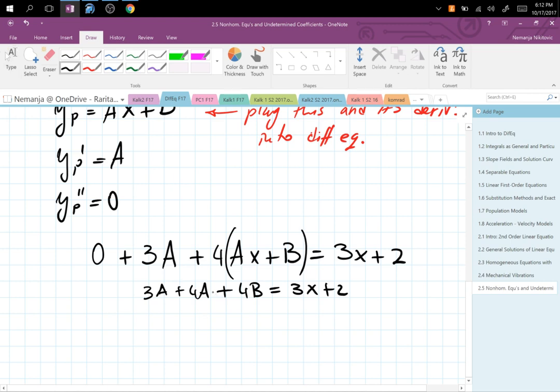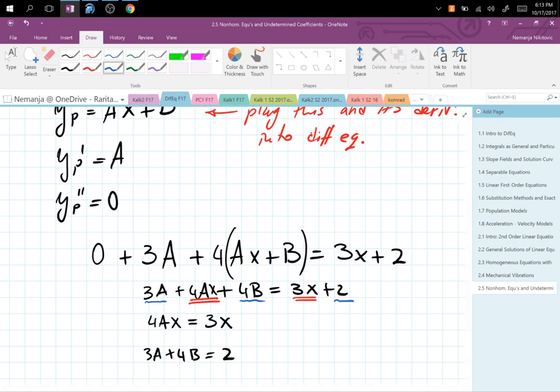There we go. So now we have 4ax is equal to 3x, and we have 3a plus 4b is equal to 2, because you are matching the coefficients of x with the coefficient of x, and then the constant terms with the constant. Same thing that you did for your partial fraction decomposition, section 7.5 in Calculus 2.